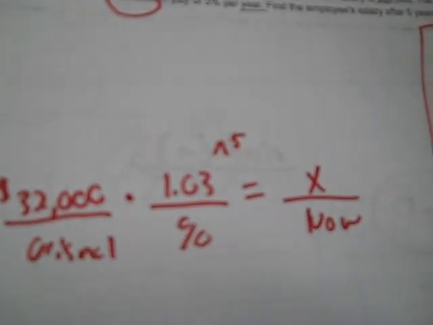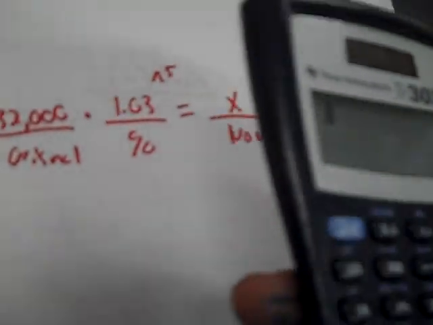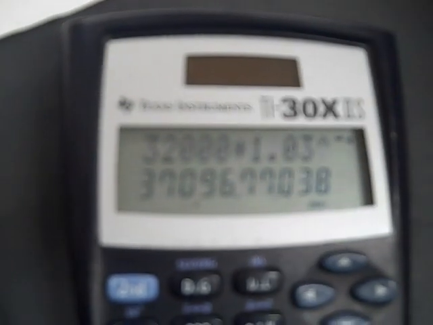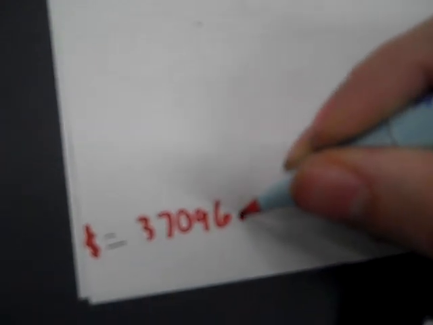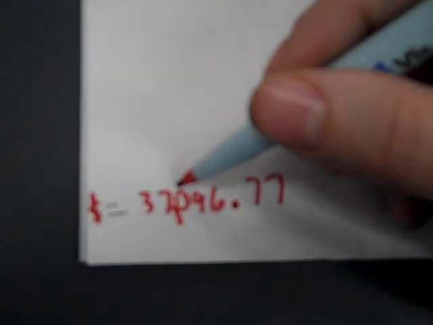Now, 32,000 is the original, so that goes in the original factor, and then I put X there for the new. Now, look at the operation: times. You can just do your calculator. So you go 32,000 times 1.03, hit your caret button, and then 5. Now this is a money amount, so I want the first two digits after the decimal. So I get 37096 decimal, and then 77, because it's a dollar amount. So $37,096.77.